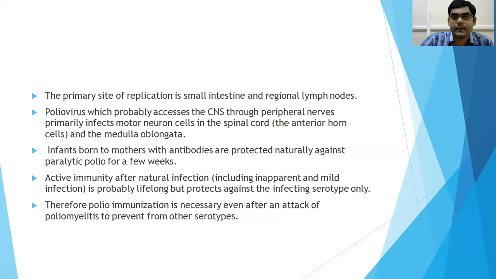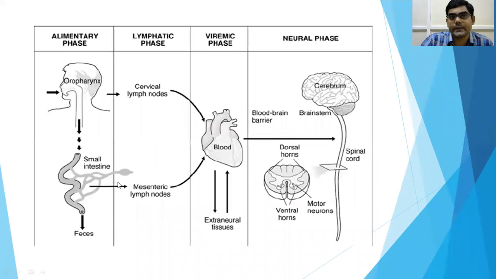This is a pictorial representation, because the mode of transmission, we know, is the fecal-oral route. So even oral polio virus, which we give by mouth, reaches the small intestine, mesenteric lymph node, cervical lymph node, accesses the blood-brain barrier, and affects the anterior horn cells and the medulla oblongata.